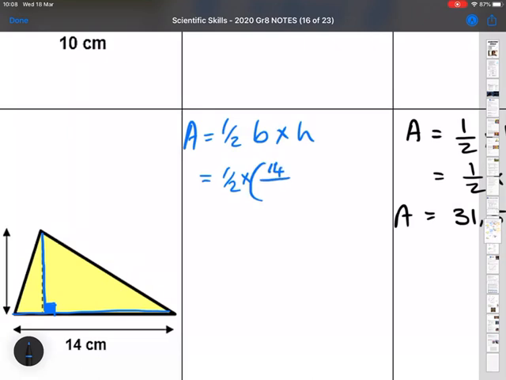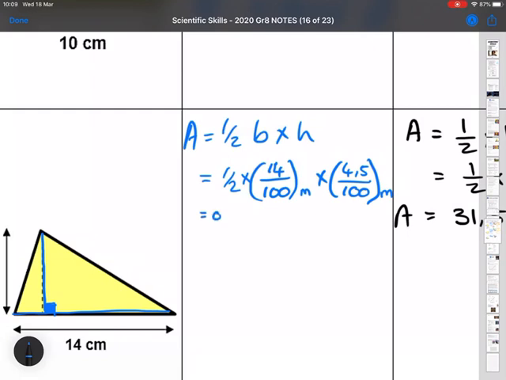And 14 centimeters to convert to meters, converting centimeters to meters, you divide by 100 to get meters. And then for our perpendicular height, we had 4.5 centimeters. Divide by 100, because you're going from a small unit to a big unit, you need fewer of them. Divide by 100 to get an answer in meters.